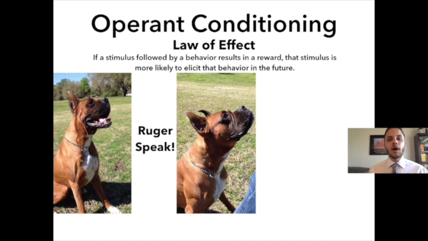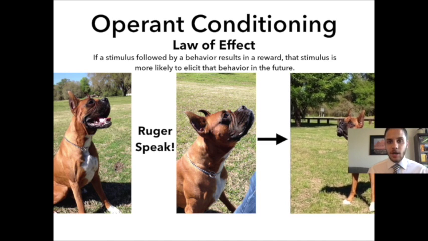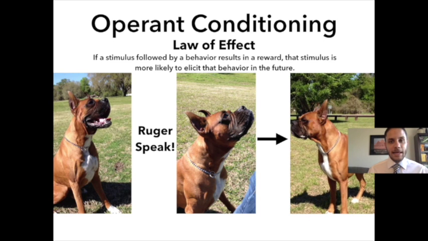And I can ask you, what do you think I should do if I ask Ruger to do something like speak, and he does it? Why, I should give him a piece of his absolute favorite turkey hot dog as a reward for doing the right thing, right? So, the law of effect pretty much states in this way, that if you tell an animal to do something, and they do it, and they get a reward for doing it, they're more likely to do what you want in the future.